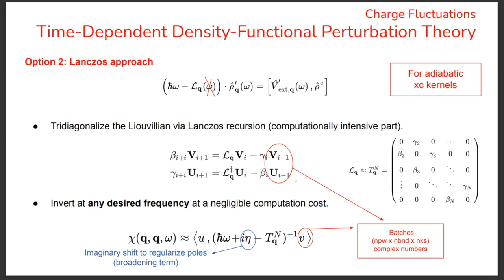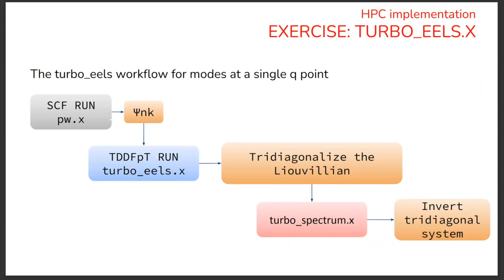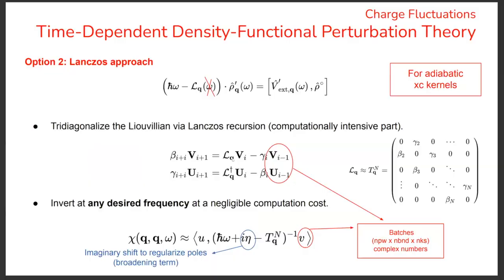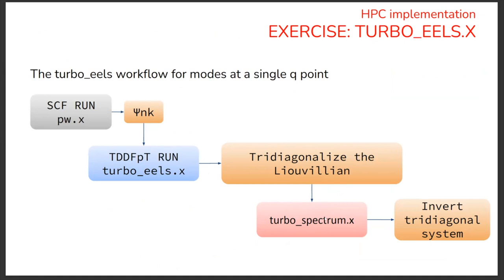Okay, so how is it done in practice? The workflow is a bit simpler than in the phonon case, because you always start from the self-consistent calculation with pw.x to get the unperturbed wave functions. After that, you run the turbo_eels code, which does nothing but the Lanczos recursion. Its output are the coefficients of the tridiagonal representation of the Liouvillean. After that, you use a post-processing code, turbo_spectrum.x, that inverts the tridiagonal system for the frequencies you specify and gives you the charge susceptibility with which you can compute the cross section of electron energy loss spectroscopy.